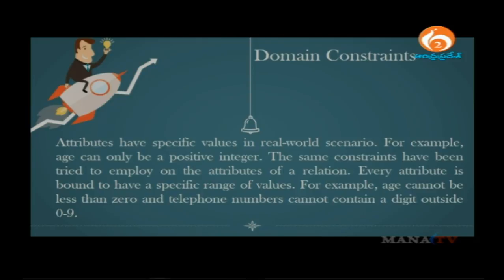Am I very clear? If possible, note it down. Attributes have specific values in a real world scenario, compulsory. For example, age always has a positive integer, and if you try to employ the same constraints on other attributes of the same relation, the attribute is bounded with a specific range of values. For example, age can't be less than 0 and a telephone number can't have a digit outside 0 to 9. Now, how many constraints are you placing here? Yes, 100%. You are placing 2 constraints on the same table here.